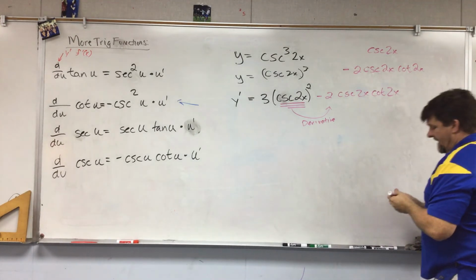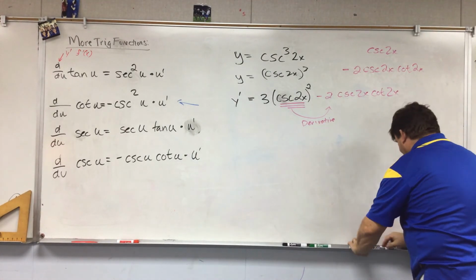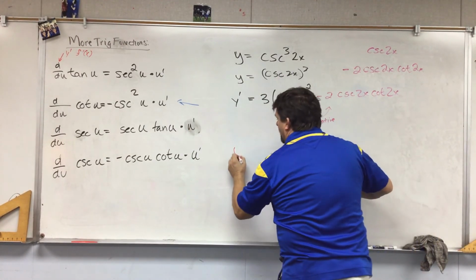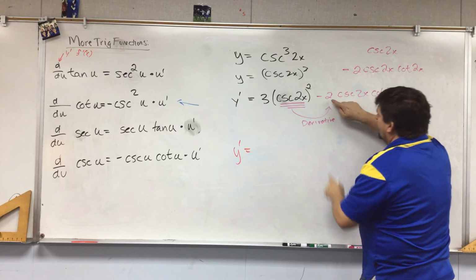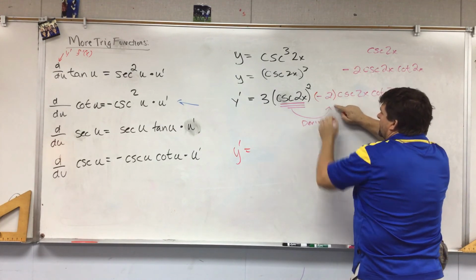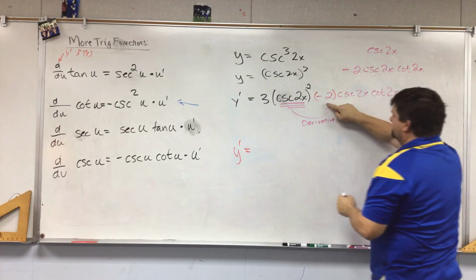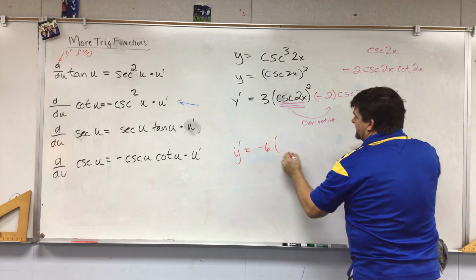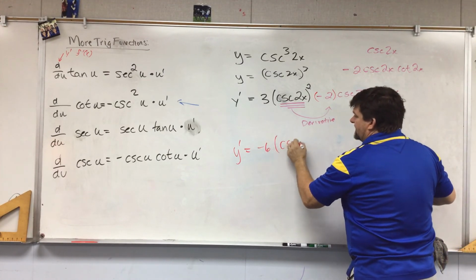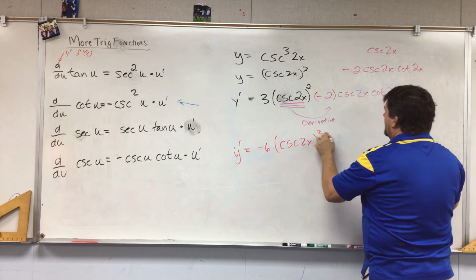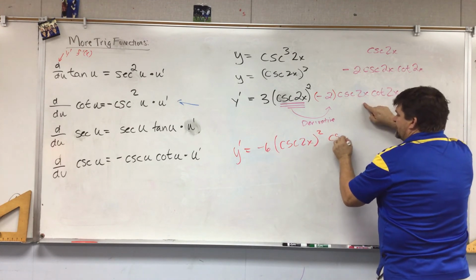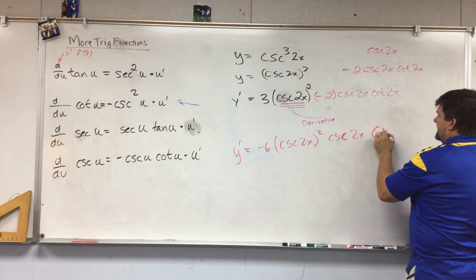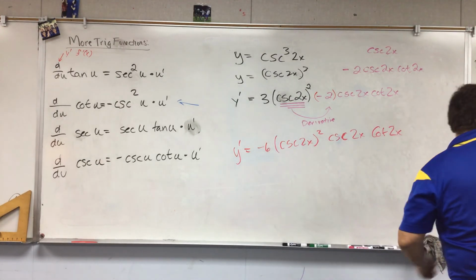All right, now we got to clean this all up. Y prime, negative 2 times 3, watch out, don't subtract them there. Negative 6, finish with this, cosecant 2x squared times cosecant 2x times cotangent 2x. All right.